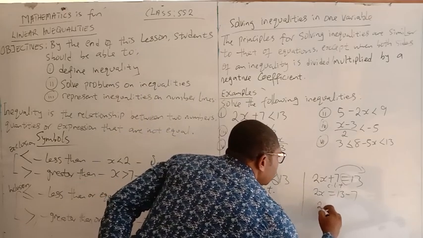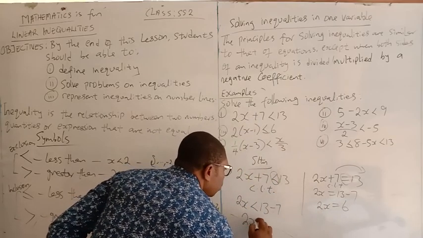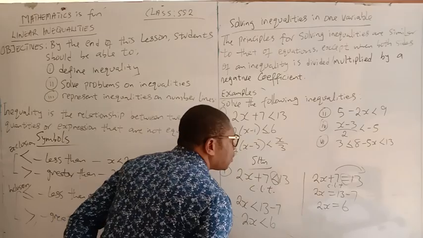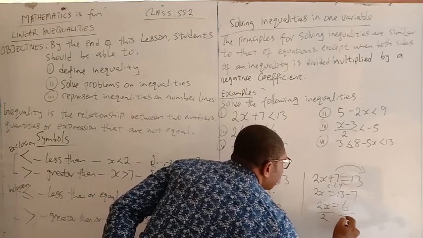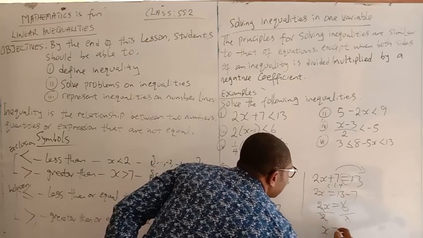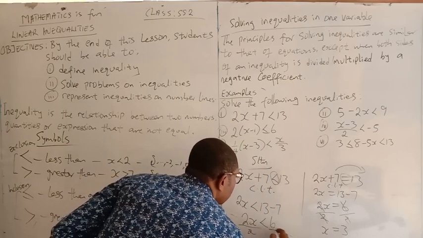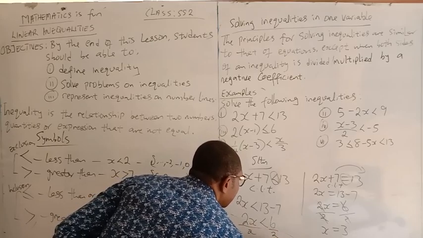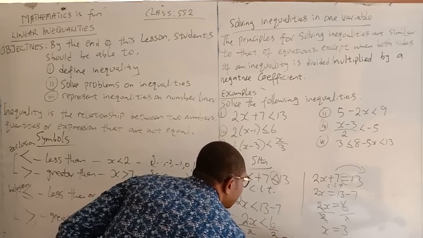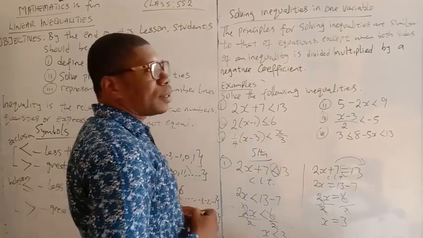While this is giving you 2x equal to 6, this is giving you 2x less than 6. You are dividing through here by 2, and your x is giving you 3. When you divide through here by 2, your x will give you less than 3. x will be less than 3.